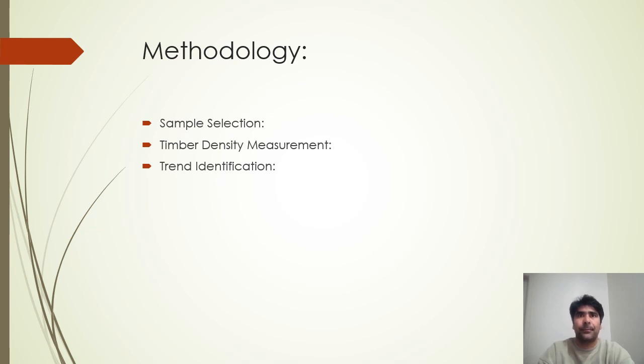A sample of timber pieces was selected for the study, representing the three different sections: top, middle, and bottom. Timber density measurement. Each timber piece in the sample was measured for its density using standardized procedure. Terrain identification. Within each section, terrain and timber density were examined by visualizing the data using line graphs.